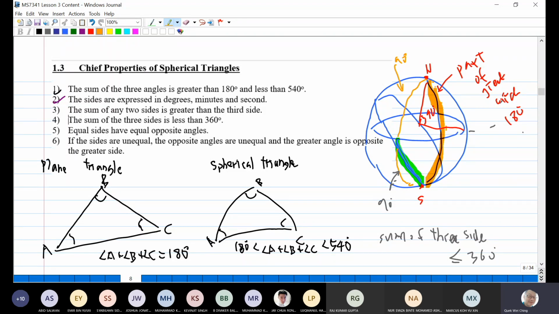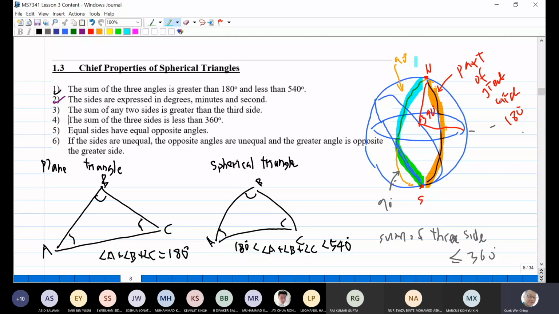Okay, this one is actually 180 degrees from north to south, and then another green one is 90 degrees, and then you have another blue one now. Okay, the orange one here. This one is another 90 degrees, right? This one also 90 degrees. So the total length is at most 360 degrees.